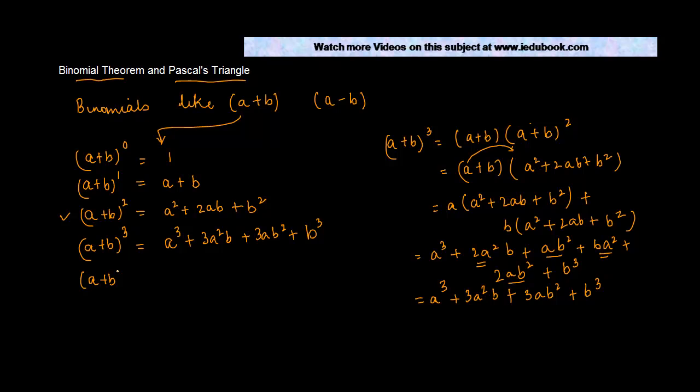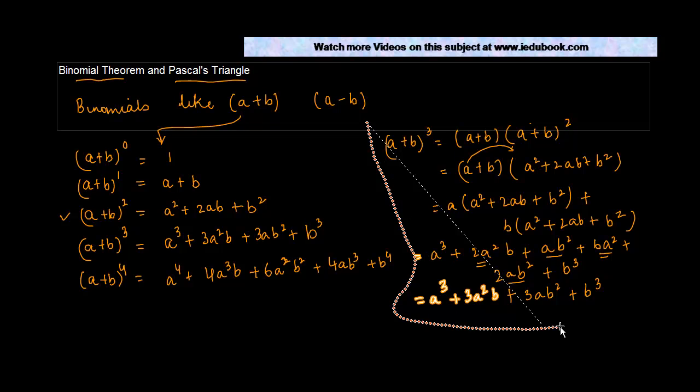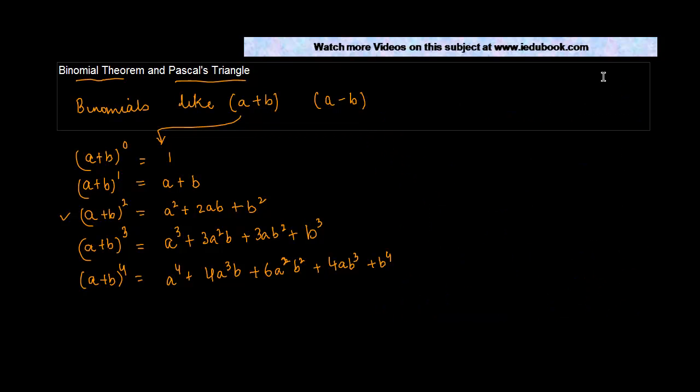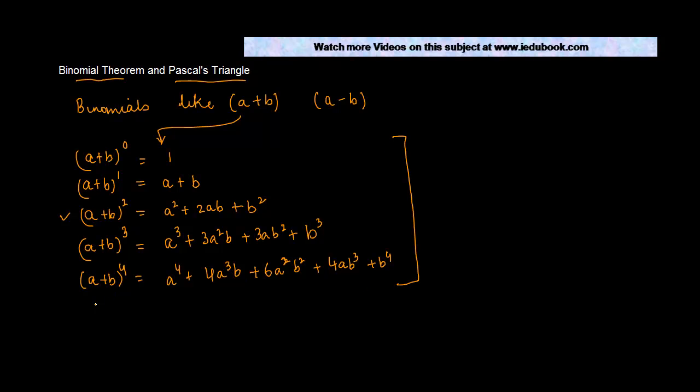Similarly, you can also write a plus b to the power 4. Now, I'm not getting into the details of how you calculate this, but if you find it out, it is going to be a to the power 4 plus 4a cube b. Okay, let me just erase this part to create some space. So these are some of the variants.